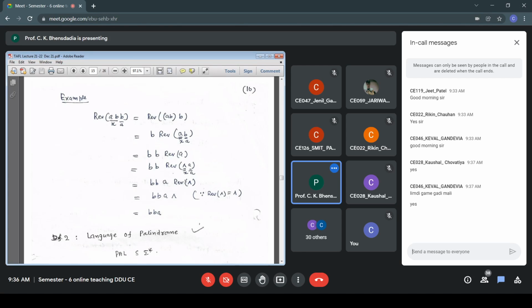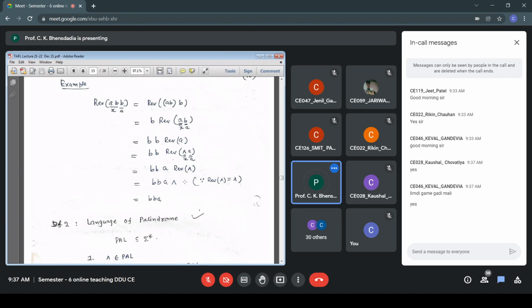Yes, think about that. Smallest palindromes. I suppose you are thinking. Anyone getting an idea? Okay, fine.